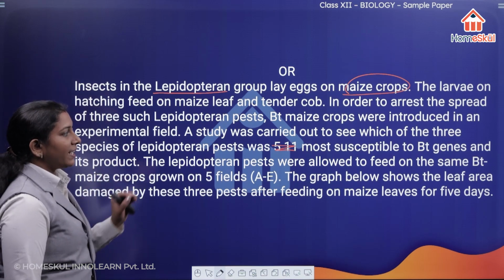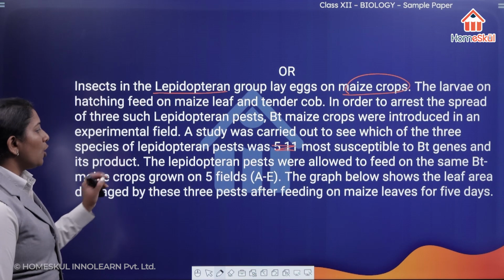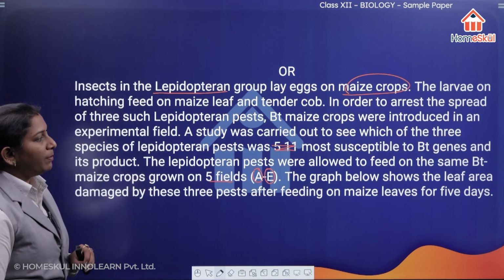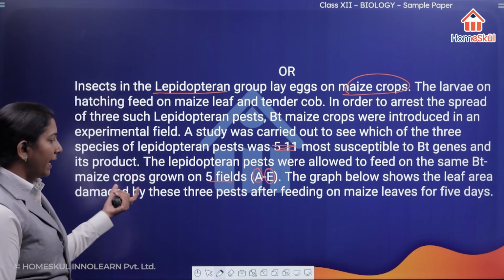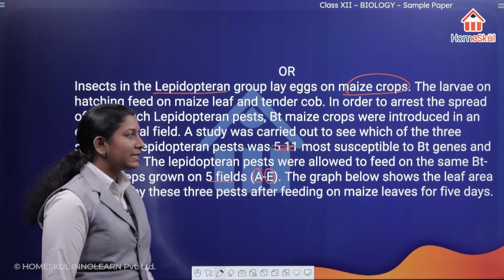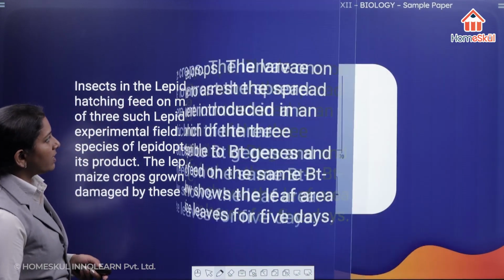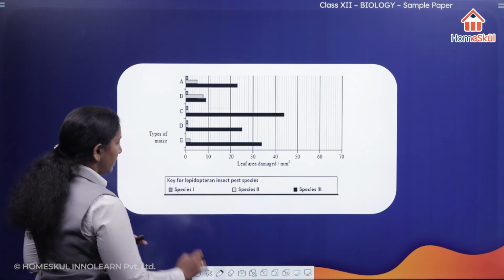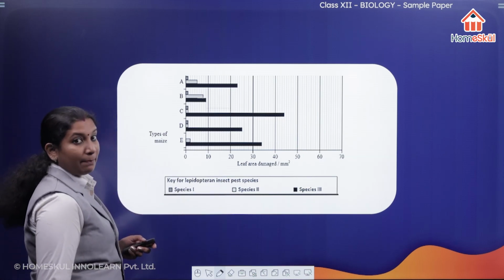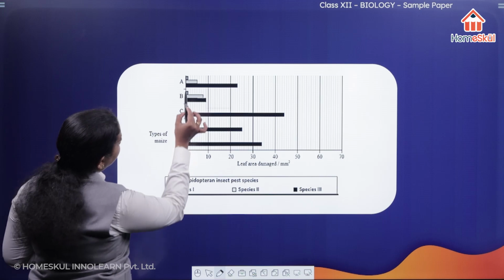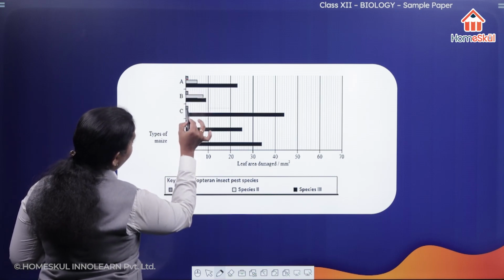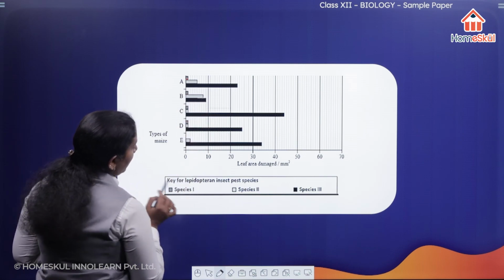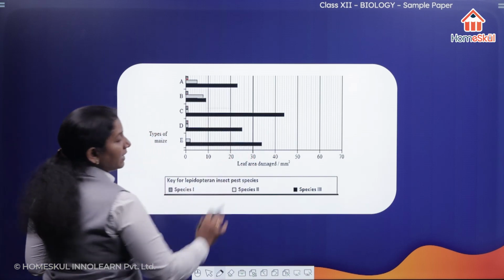The Lepidopteran pests were allowed to feed on the same Bt maize crops grown on 5 different fields, field A to field E. The graph below shows the leaf area damaged by these 3 pests after feeding on the maize leaves for 5 days. Let's see the graph first. Here you can see 3 species of Lepidopteran. Species 1 is indicated in this dark shade. Then species 2, this light colored one, and species 3, this dark colored one.